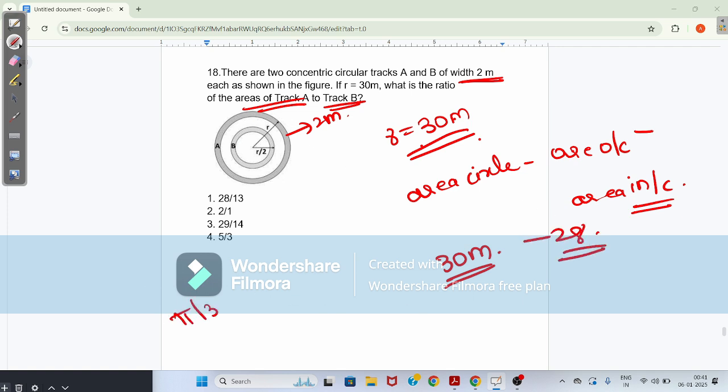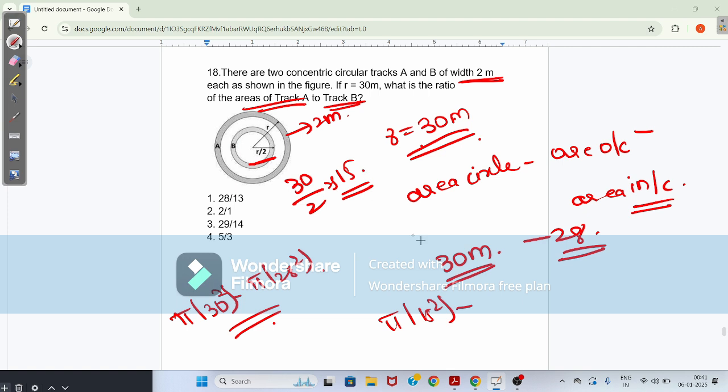So pi into 30 square minus pi into 28 square here. For the inner circle also we have to calculate the area here. So pi by 2, the radius means 30 by 2, that equals 15 here. So pi into 15 square minus, the width is 2 meters, means pi into 13 square here. So equate these two, and see what value you get. This is the area of the outer circle, this is the area of the inner circle. So we have to find the ratio for these two values. So calculate the ratio here.